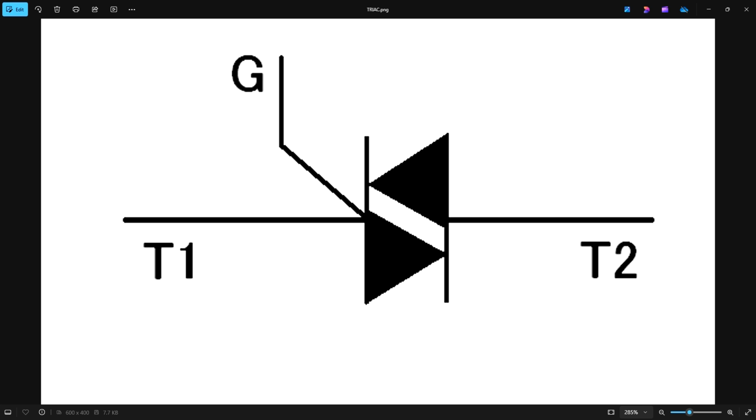Let's take a look at the schematic here, and what you'll see is you've got a gate, just like many transistors, but you've got some terminals. You don't have collectors and emitters. You've got T1 and T2. These are neither collectors nor emitters per se because we're dealing with AC. Current can be flowing either direction through this device.